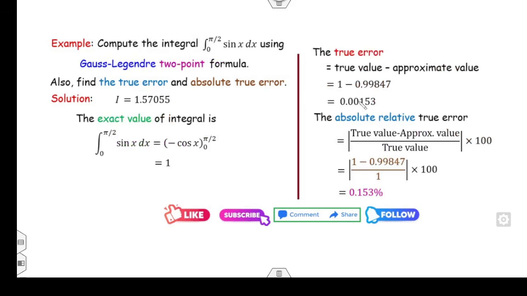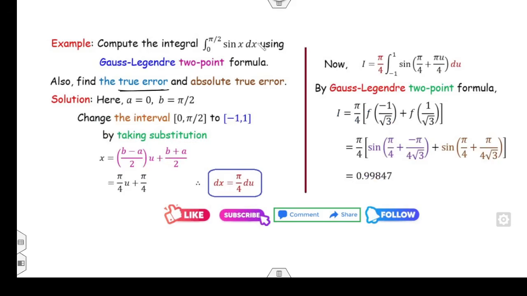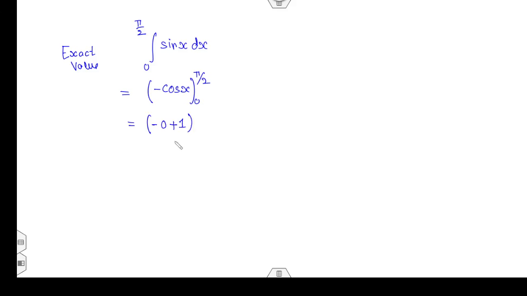How can you find the error? We need to firstly find the true value. So can you find the true value? I can firstly find the true value: integration of 0 to pi by 2 of sine x. This is my exact value. So what is the integration of sine x? It is minus cos x from 0 to pi by 2. So cos of pi by 2 is 0, minus minus plus 1. So the exact value is 1.